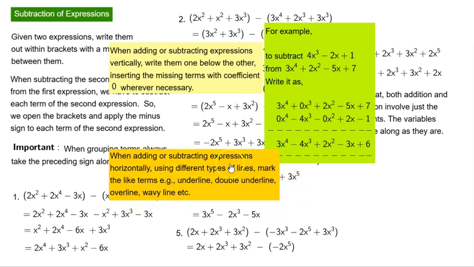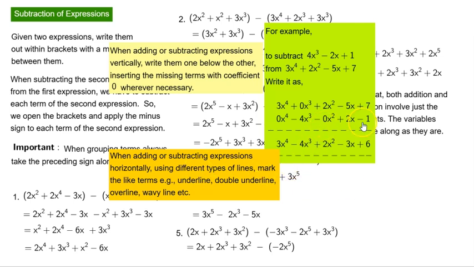Now, when adding or subtracting expressions horizontally, using different types of lines, mark the like terms. So for example, if we have like terms, here we have plus 2x cube plus 3x cube. Just underline it, both of them, or underline it with a wavy line, or put a line on top for both of them. For different like terms, use different types of lines to make it visually clear as to which are like terms.